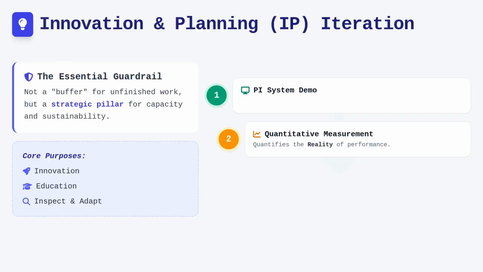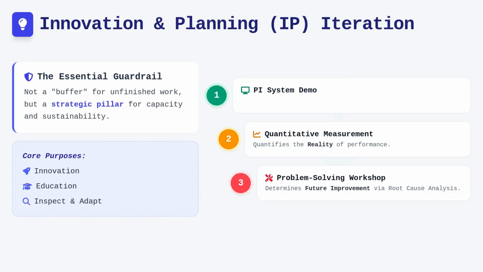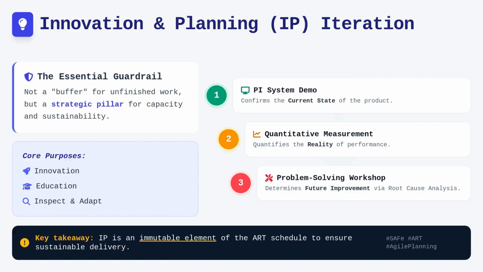The inspect and adapt workshop itself consists of three distinct parts: the PI system demo, the quantitative measurement session, and the problem-solving workshop. When you encounter questions about this, categorize the activity correctly to determine the outcome. The system demo confirms the current state of the product, the metrics quantify the reality, and the root cause analysis determines the future improvement. Treat the IP iteration as an immutable element of the ART's schedule, as it is the only way to break the cycle of infinite buildup and ensure sustainable delivery cadences for the next increment.